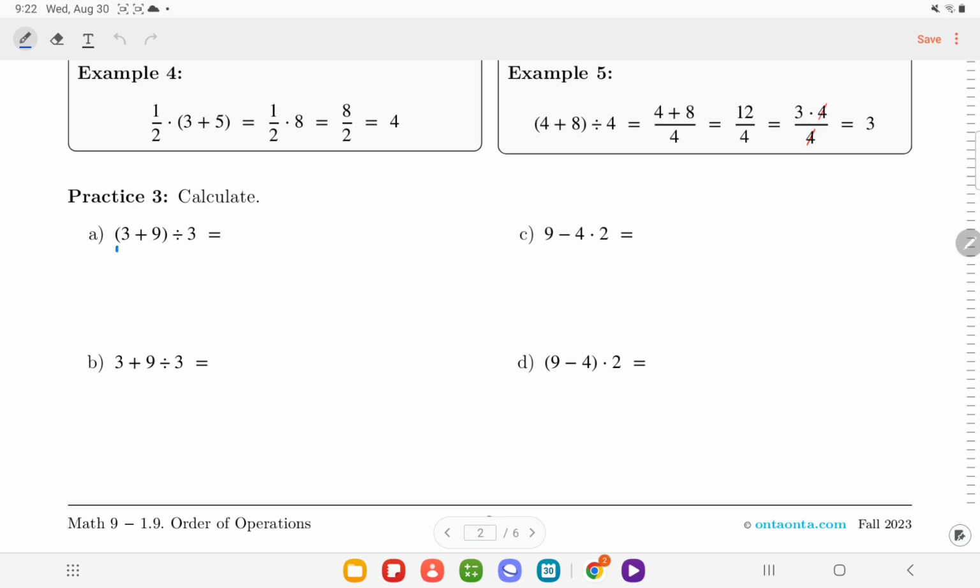Here we have brackets. We have to add 3 and 9. We get 12. Divide by 3. 12 divided by 3 is 4. If there are no brackets, we have to divide first. 9 divided by 3 is 3, plus 3. The result is 6. Now pause the video and complete C and D. And now check your answers.